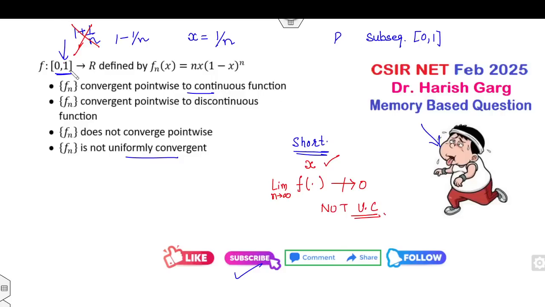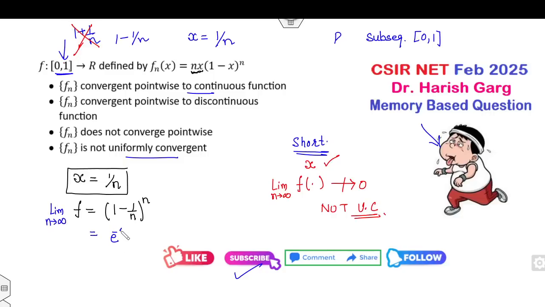These are the simple shortcut tricks as I explained. Now look at that. You can choose any subsequence. I can choose the subsequence 1 over n. Why do I choose this particular 1 over n? You can see it will be cancelled out. Fine. Then what is your f? It will be 1 minus 1 over n raised to power n. Now if you take the limit as n approaches infinity, this value will be e raised to power minus 1, which does not go to 0. So that means this sequence is not uniformly convergent. So you can see this option is the right option.